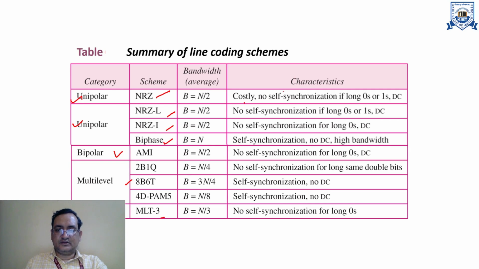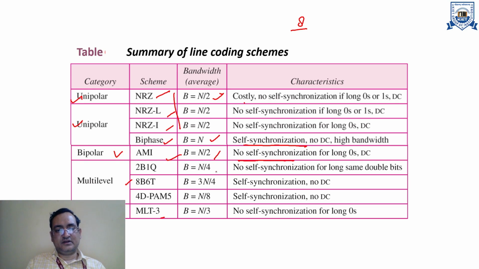These all have different characteristics, which are presented in this table. Like unipolar, the bandwidth requirement is N/2. That means if 8 bits are available, then the required bit rate will be approximately 4. Cost is low, but there is no self-synchronization capability. Similarly NRZ-L and NRZ-I also. Biphase has comparatively more bandwidth in comparison to the NRZ schemes, but it has a self-synchronization capability. Similarly, alternate mark inversion also does not have a self-synchronization capability, but its bandwidth is less than biphase, right?